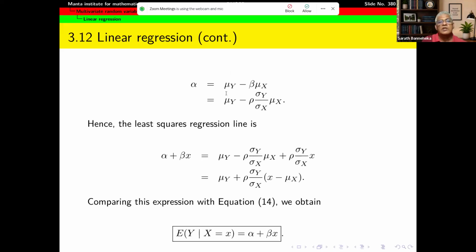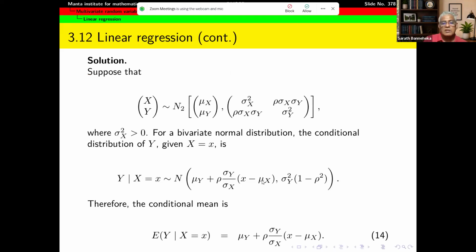And alpha is therefore mu y minus beta mu x. So that is this one. Therefore, the least squares regression line, alpha plus beta x, will be this expression here when you substitute in alpha and beta. And this is the same as this expression here. So we see that the least squares regression line in this case is the same as the expected value of y given x.